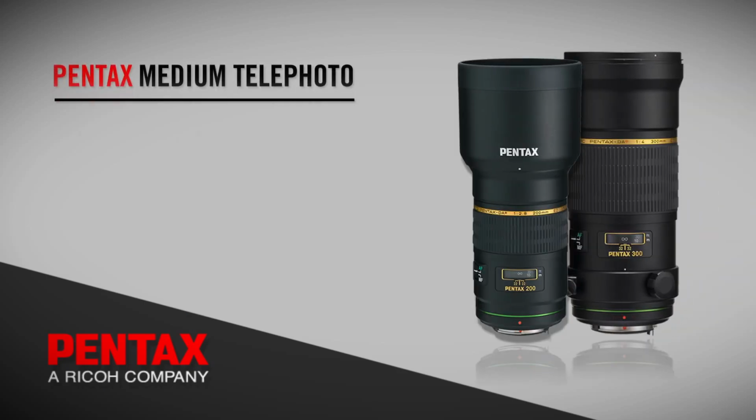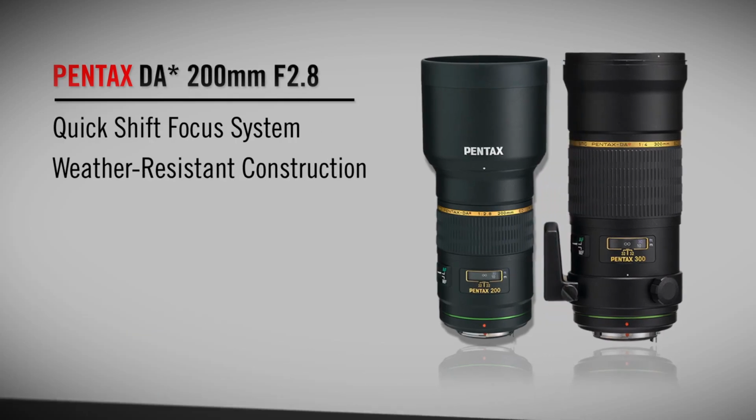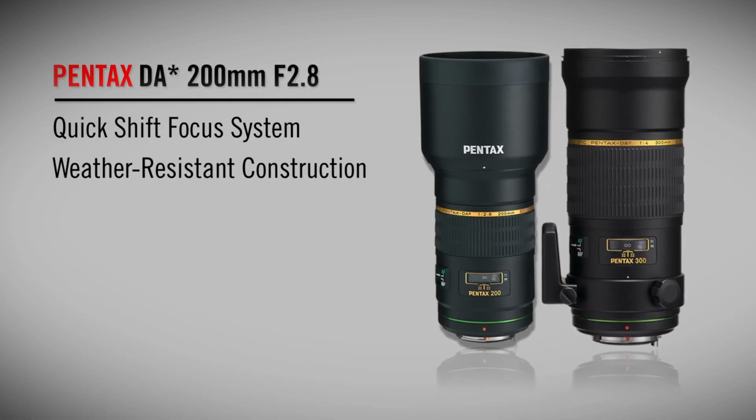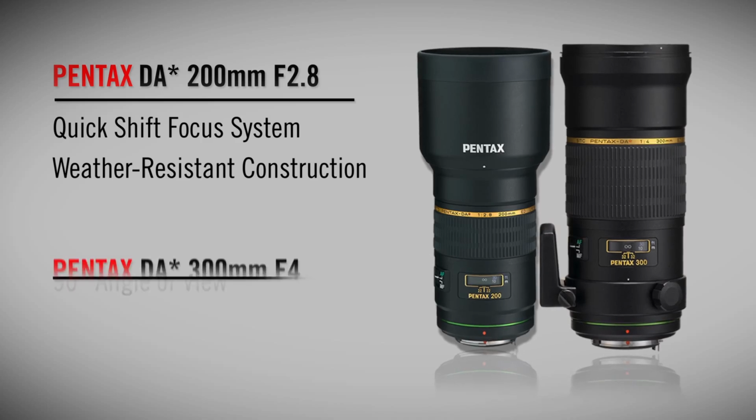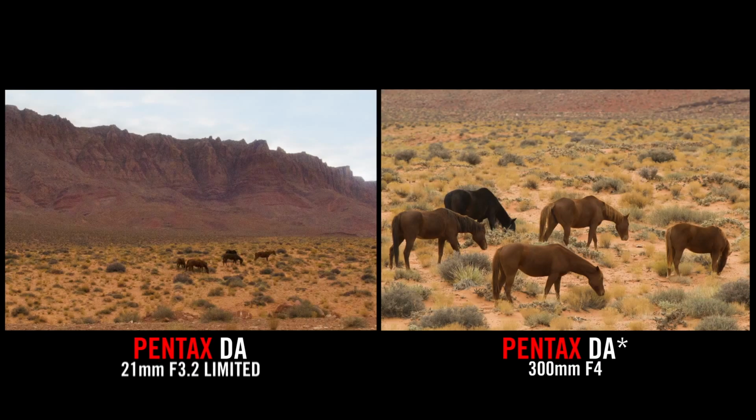Medium telephoto lenses range from 100 to 300 millimeters and are excellent sports, wildlife, and action lenses. Two of these lenses I go to are the PENTAX DA Star 200mm f2.8 and the PENTAX DA Star 300mm f4. With a telephoto lens, a certain amount of visual compression will occur as the foreground, midground, and background appear closer together. This is the opposite of what we talked about with wide-angle lenses. Telephoto lenses make the background appear larger and closer to foreground subjects.